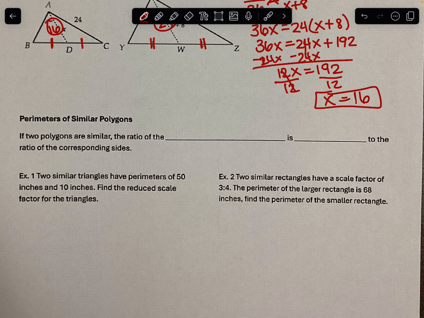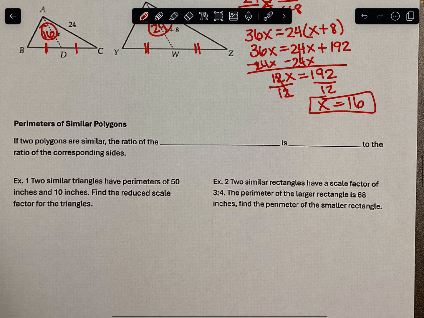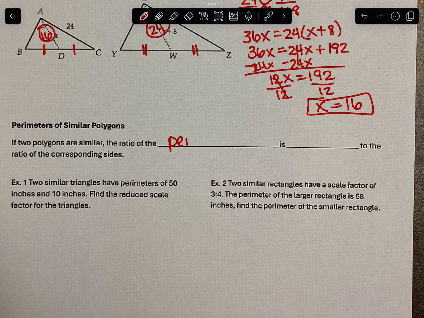Perimeter of similar polygons. If two polygons are similar, the ratio of the perimeter, what is perimeter? Around. True. So what do you do with all your sides? Add, right? So perimeter, we're just going to write below sum of the side lengths, just as our reminder. Okay, the ratio of the perimeter is equal to the ratio of the corresponding sides. Now, we already talked about how to find ratio of corresponding sides, right? We wrote every side as a fraction. It was scale factor. So essentially, the ratio of your perimeter is going to be the same, all right?